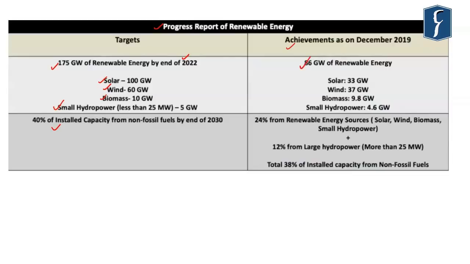So if you look at the achievements of India as on December 2019, so far we have been able to generate 86 gigawatt of renewable energy as against a target of 175 gigawatt, out of which solar energy accounts for 33, wind energy accounts for 37, biomass 9.8, and small hydropower 4.6. So presently, the share of renewable energy is 24% from all the renewable energy sources, excluding the large hydropower projects. And if we include the large hydropower projects, then the total share of renewable energy would be 36%. And the target, as highlighted before, is 40%.